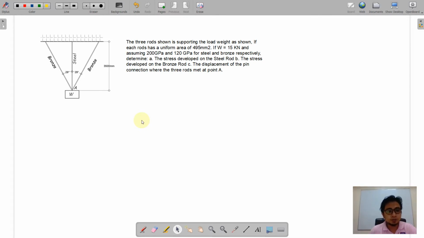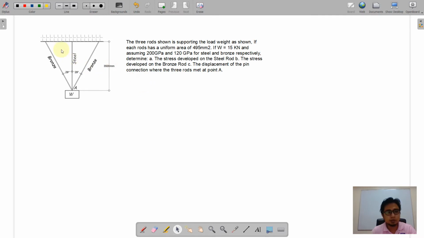So this time we have another problem on statically indeterminate members. Again, with statically indeterminate members, you cannot just rely on the three equilibrium equations to solve for the unknowns because it is no longer sufficient. So it must be supplemented by the behavior or the final position of the member subjected to the loading.